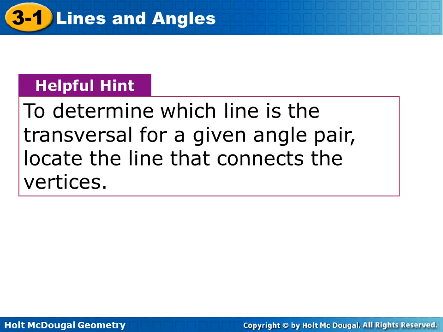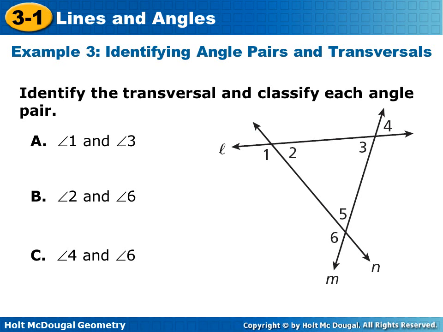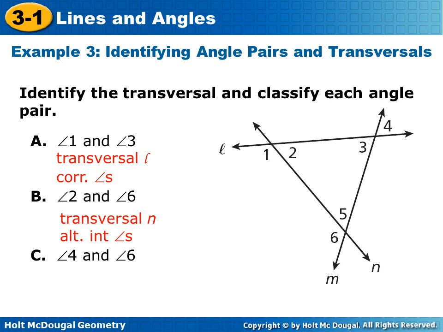To determine which line is the transversal for a given angle pair, locate the line that connects the two vertices. So here we want to identify the transversal and classify each angle. So 1 and 3, we can see that they are going to have a transversal L because the vertices of 2 and the vertices of 3 connect at line L, and they are corresponding angles. They're both on the bottom left of that line.